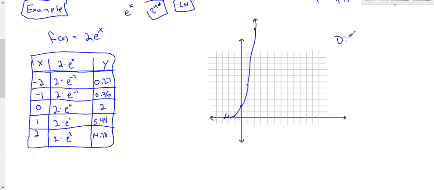Our domain is still all real numbers. Our range is still y is greater than 0. Our horizontal asymptote is still y equals 0, even though we multiplied by 2.